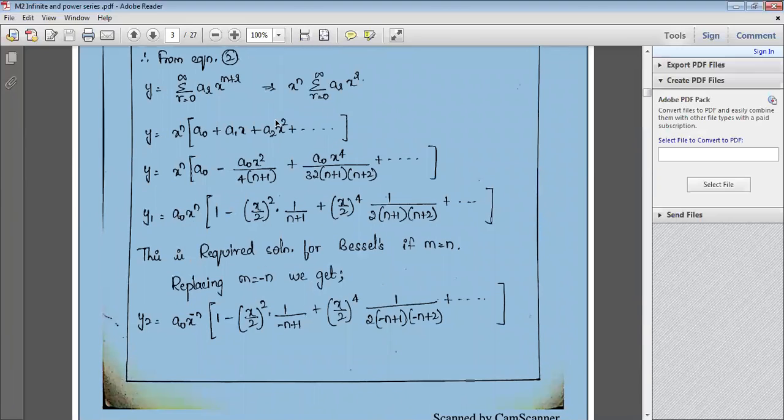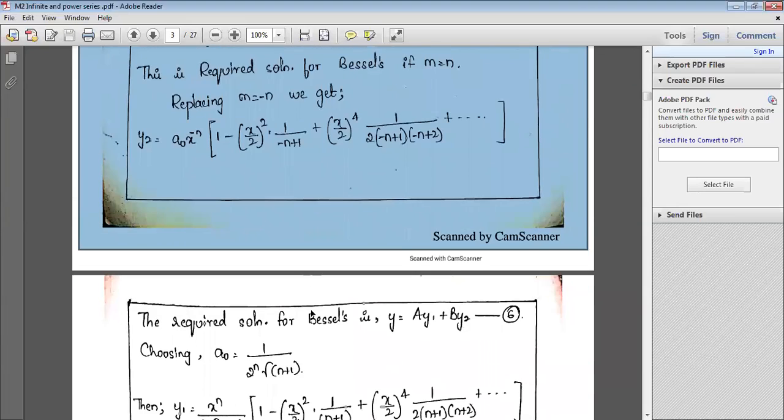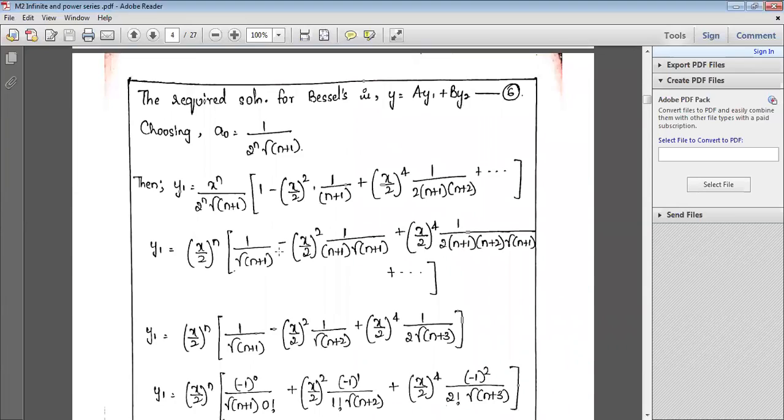See, this is the required solution. This is the first solution, y1, y positive n. If m is equal to n, this is the solution. If m is equal to minus n, this is the solution. This is nothing but x power m plus r. Just substitute the value, you get y2. After getting y1 and y2, the required solution of the equation is a y1 plus b y2, a into y1 plus b into y2.